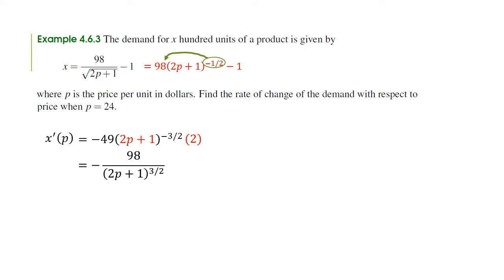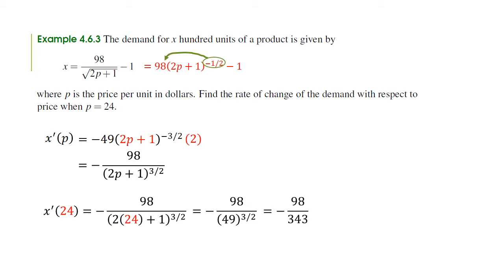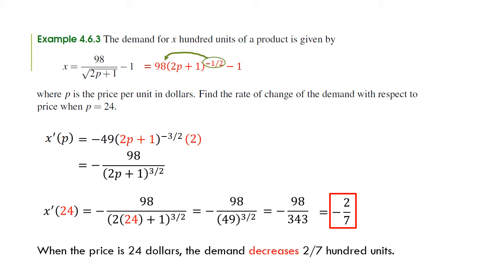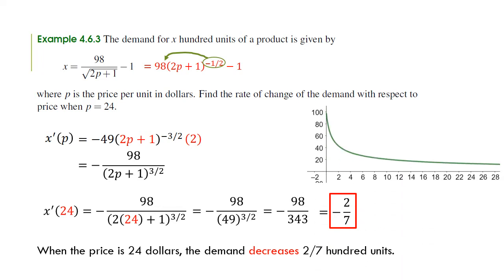When p equals 24, plug 24 into x prime of p. We have 2 times 24 plus 1 is 49, and 49 to the power of 3/2 is 343. Finally we have negative 2 over 7, which is a negative number. If the derivative is negative, it means that the function is decreasing. So for this function, when the price is $24, the demand decreases at the rate of 2 over 7 units per dollar. Look at the graph of this function. It decreases when p increases. It makes sense, right? When the price increases, we produce the product less.